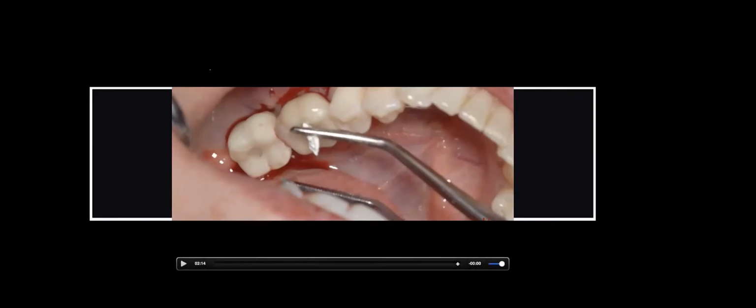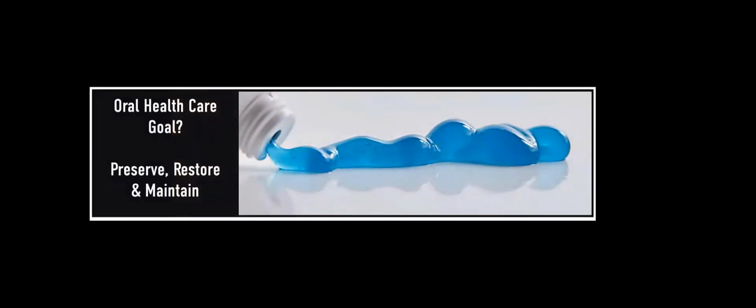So I think that was my 50 minutes. Is it moving? Yeah, so the oral healthcare goal, which we have in our practice, is to preserve, restore, and, very important, to maintain everything. So if you have any questions about this topic or anything else, just send me an email to irfan.abbas@gmail.com.